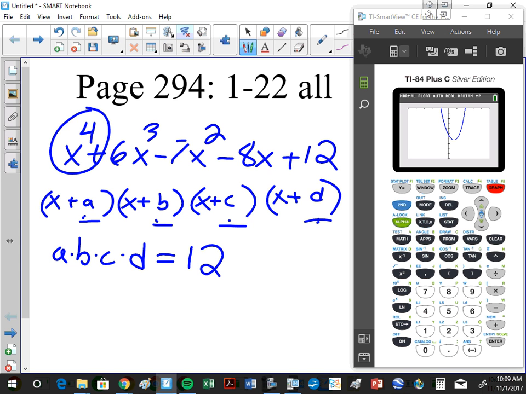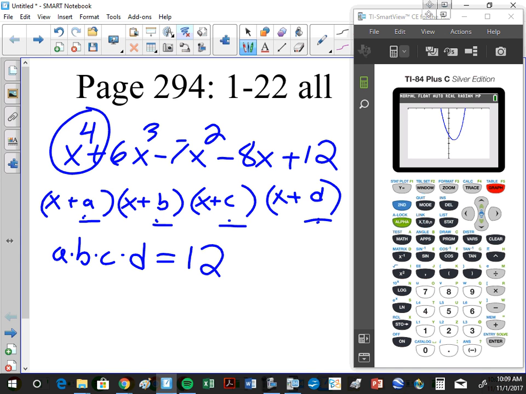Do I know anything about the signs of A, B, C, and D? All I know is that there are an even number of positives or negatives, right? A could be positive or negative, B could be positive or negative, C could be positive or negative, and D could be positive or negative.